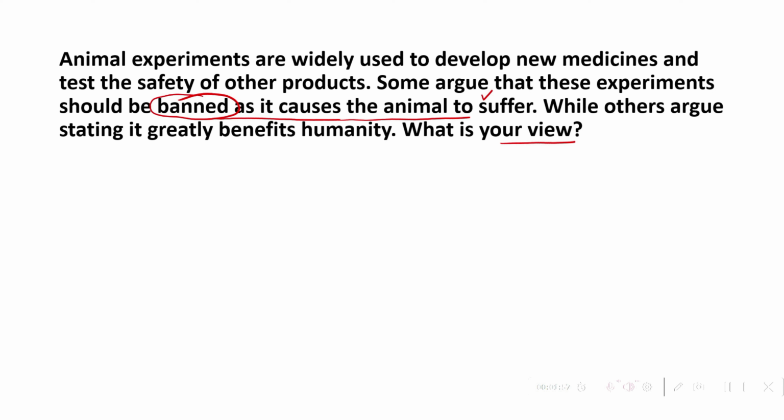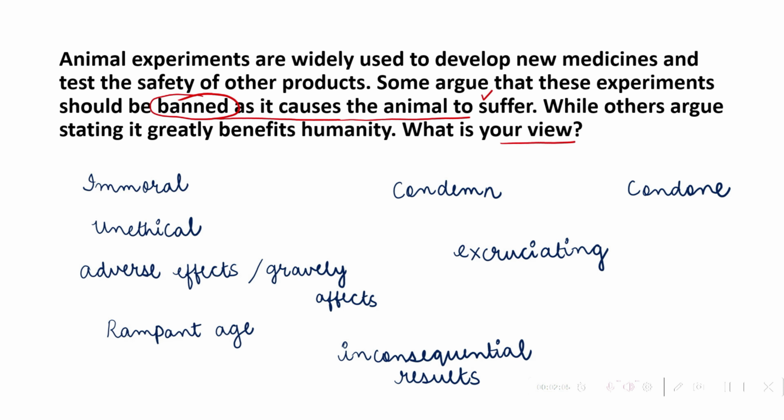So before we start with the brainstorming, first we'll discuss a few vocabularies that we can use in this essay. Okay. So the first word is immoral. So something that is not moral is immoral. The next word is unethical. Something that does not follow moral principles. So it is like a synonym of immoral. So we can use this word saying it is immoral or unethical to use animals in scientific experimentation.